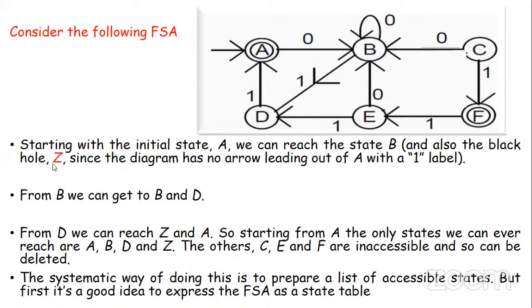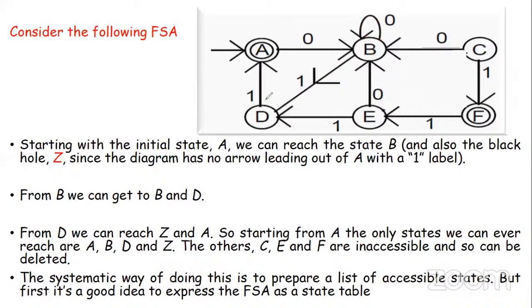So we call that a state called Z. So from state B, I think you should be verifying what we're saying so that you can be fast. So from state B, we can get to B and D. When you look at state B, upon the receipt of 0, it comes to B, and upon the receipt of 1, it goes to where? D.